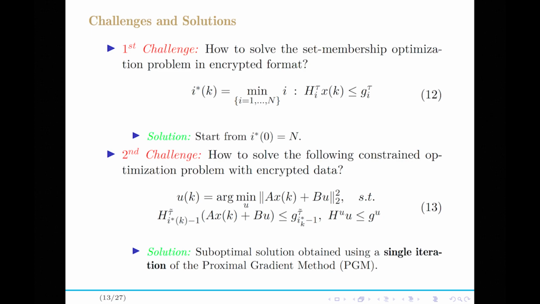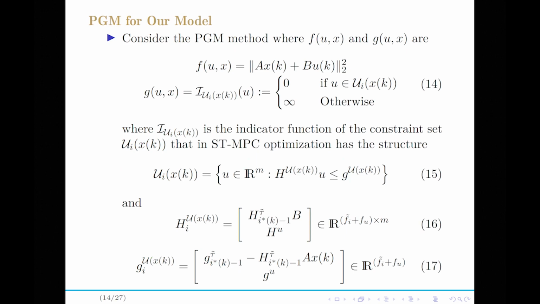The optimization problem in equation number 13. To solve this optimization problem, we're going to use the proximal gradient method, as I mentioned before. In the proximal gradient method, the function f in our case corresponds to the cost function, and the function g corresponds to an indicator function defined over the set UI. This set UI is the combination of a state and input constraint with the dimension of f tilde I plus fu. So this is how we can solve the original optimization problem with PGA.